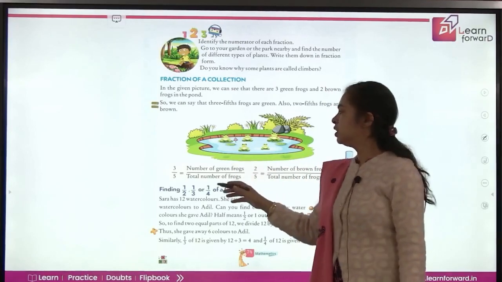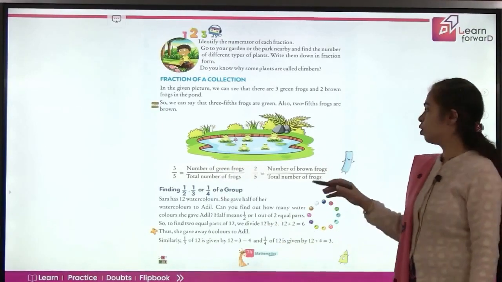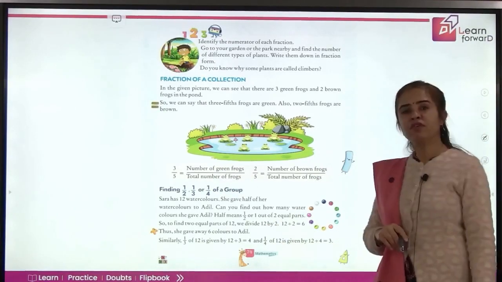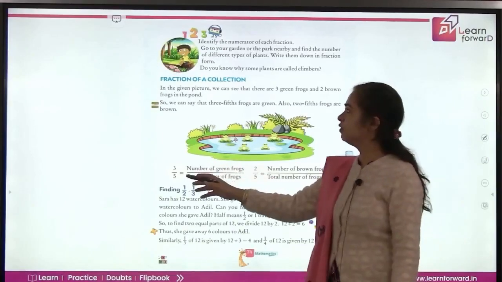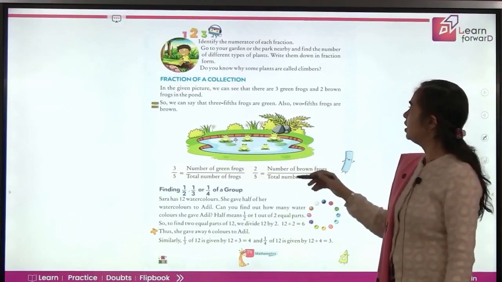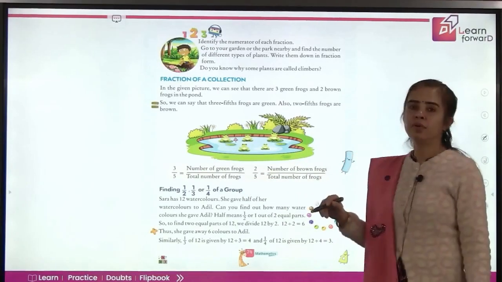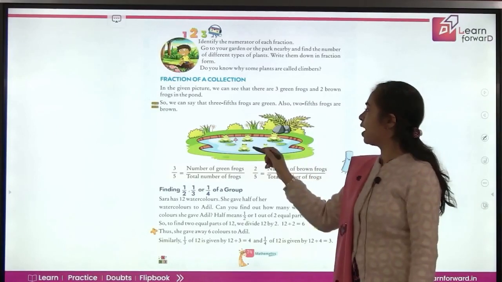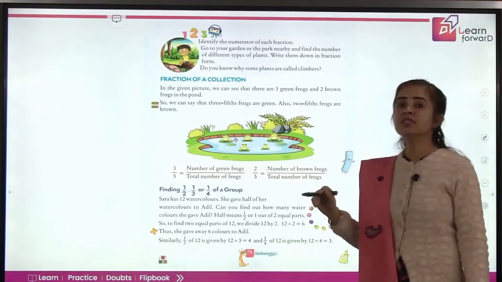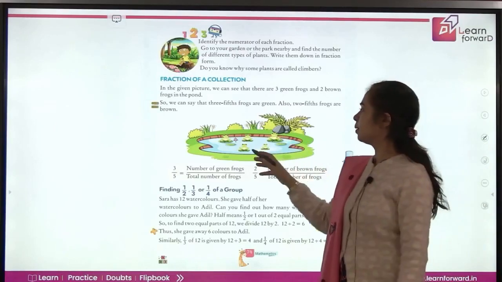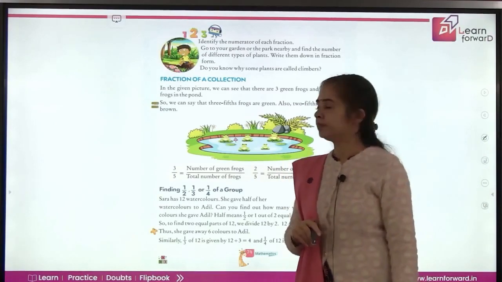So what is the fraction of big frogs? It is 3 by 5. And the small ones is 2 by 5. So we say 3/5 are green and 2/5 are brown. We can just talk about the size also here. These ones are bigger, these ones are small.